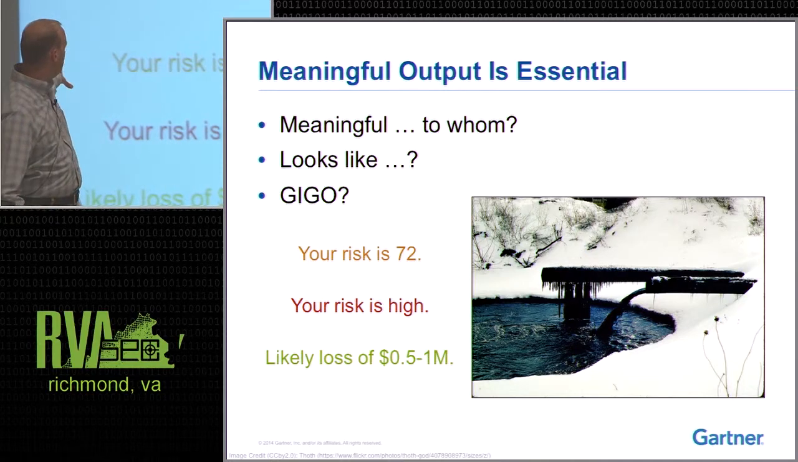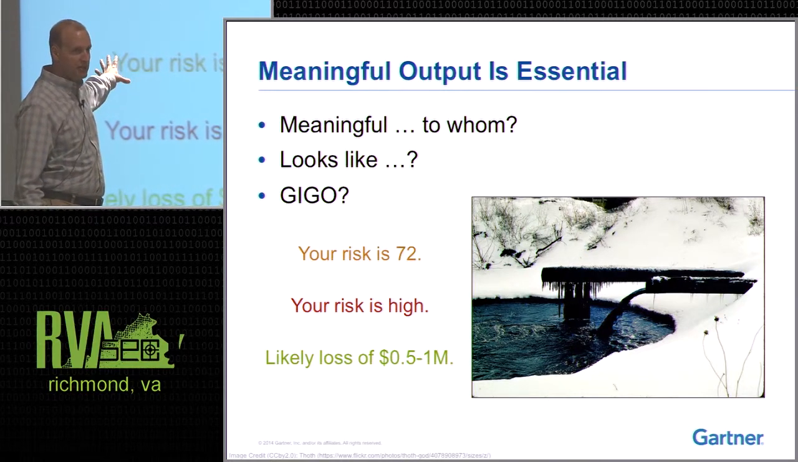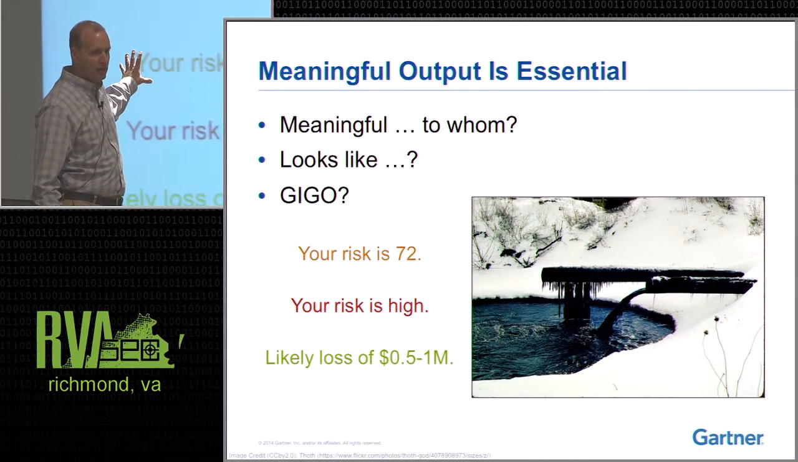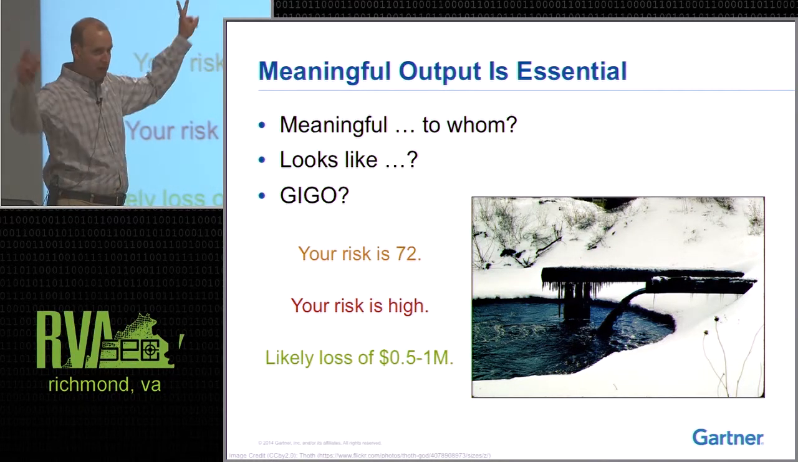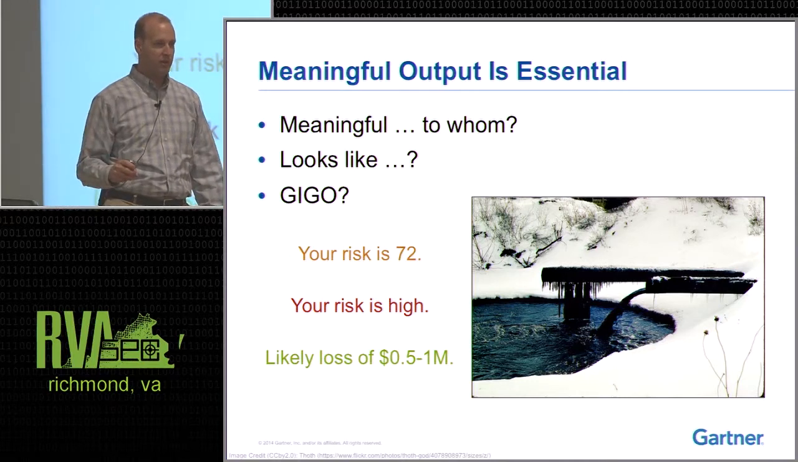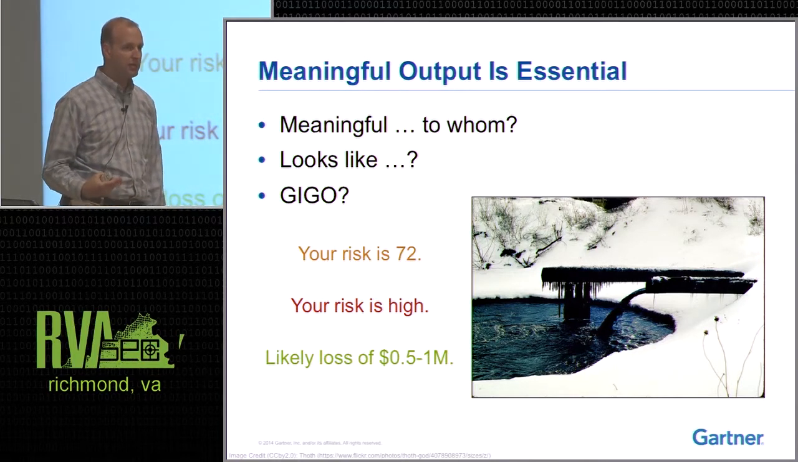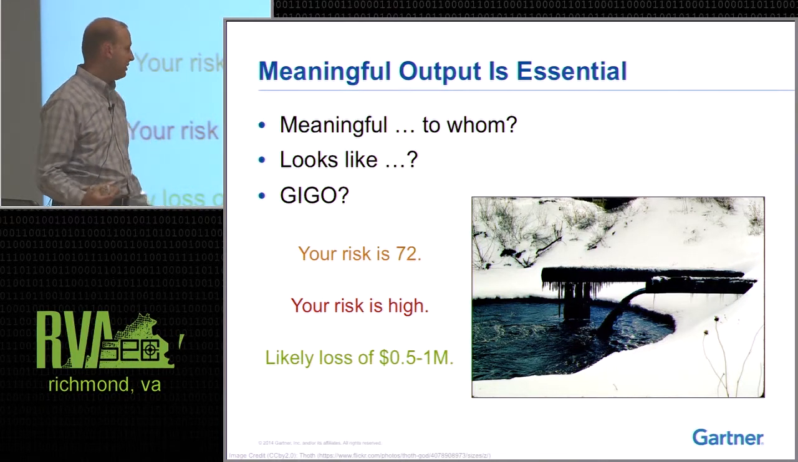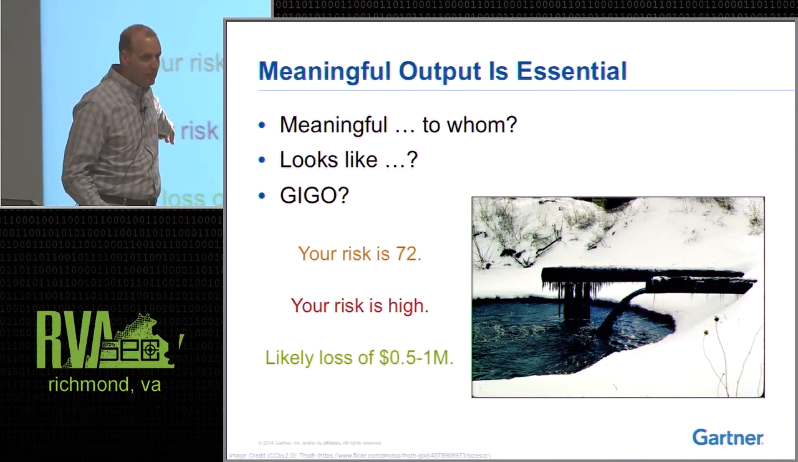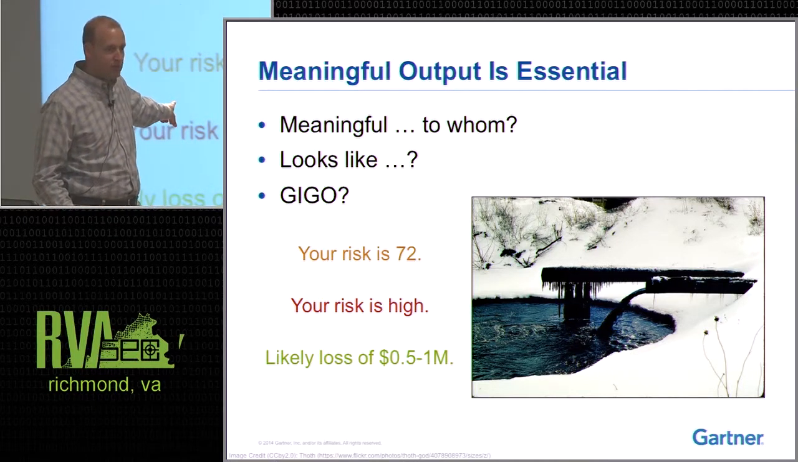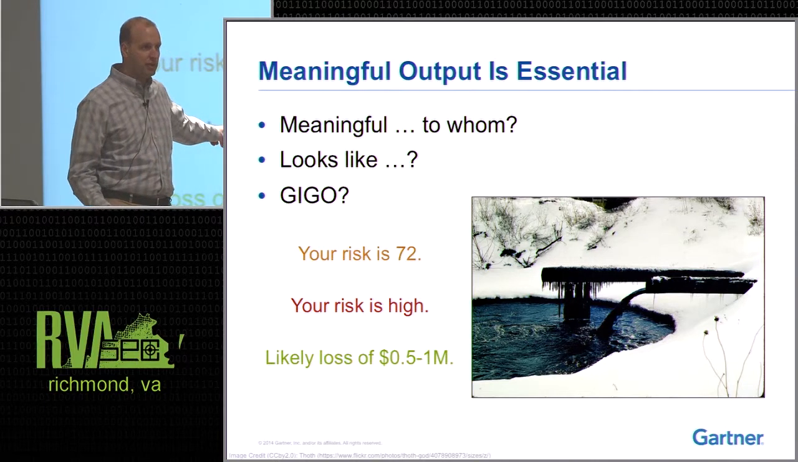Three examples here, you may not be able to read them. The first one I put up here is: your risk is 72. What does that mean? Nobody knows. Your risk is high. Again, what does that mean? We can even get to: a likely loss of $500,000 to $1 million. Now, I'm a big fan of quantitative risk analysis. I love FAIR. But that statement doesn't tell me anything. How did you define likely? What's the probability? Did you actually look at the probability?